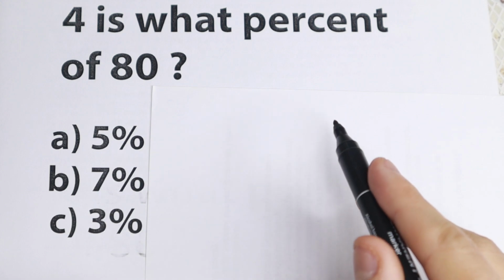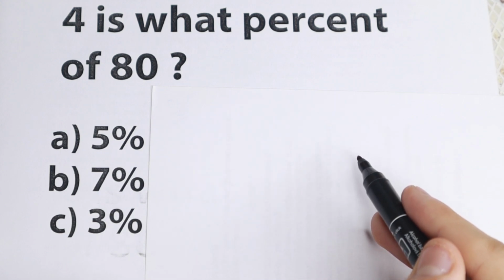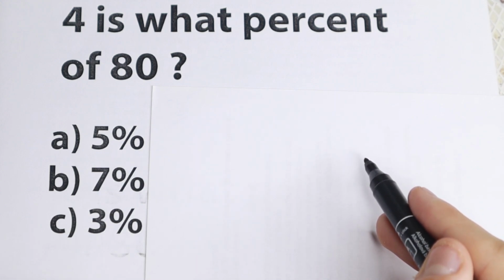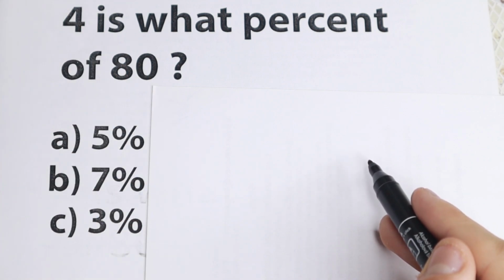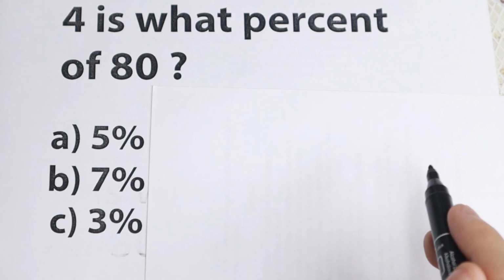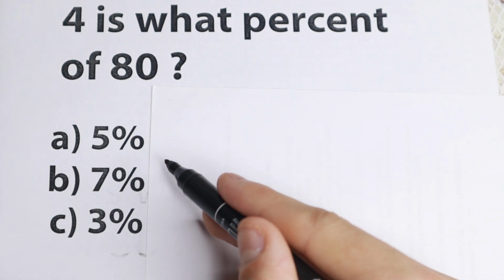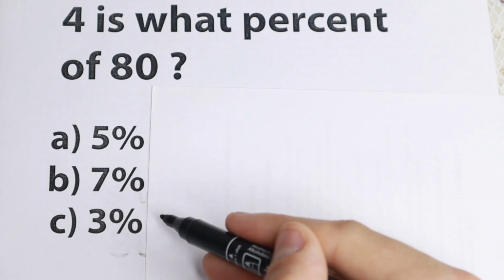So we have this question: 4 is what percent of 80? We prefer a slightly different question: what is 80% of 4? But right here we have a completely different problem. 4 is what percent? So we need to find this percentage. On the bottom we have a lot of options: 5%, 7 and 3%.